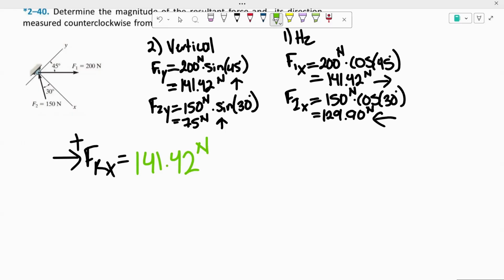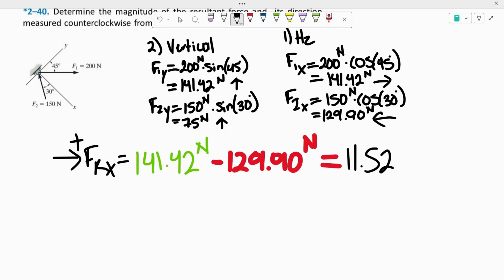And then from there, we have 129.90 newtons going to the left. That means they're negative. So minus 129.90 newtons. And then from there, we input that into our calculator, and you should be getting 11.52 newtons going to the right.